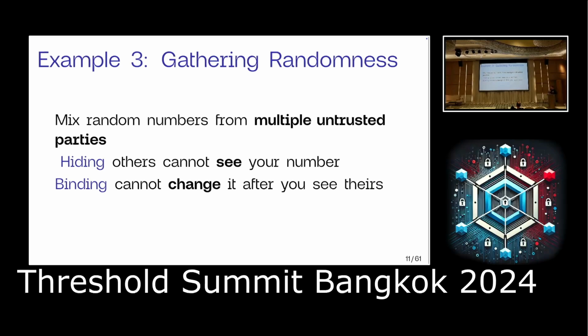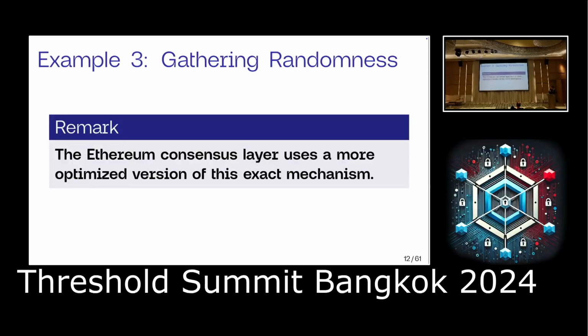Note that the Ethereum beacon chain has a similar mechanism, also called RANDAO, which is a little bit different because it uses BLS signatures instead of commit and reveal, but it also has some very similar advantages and limitations.